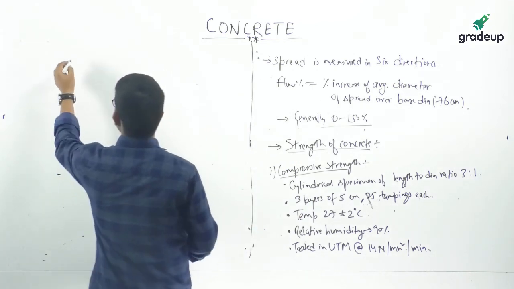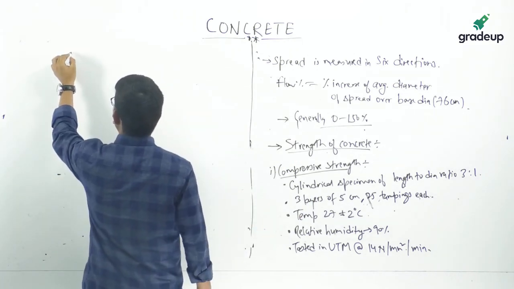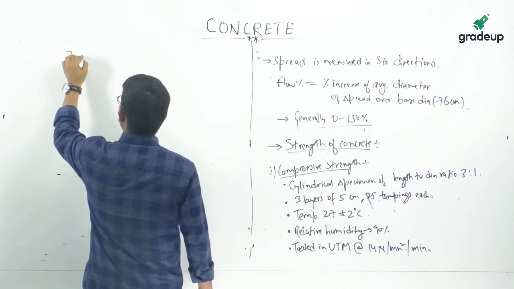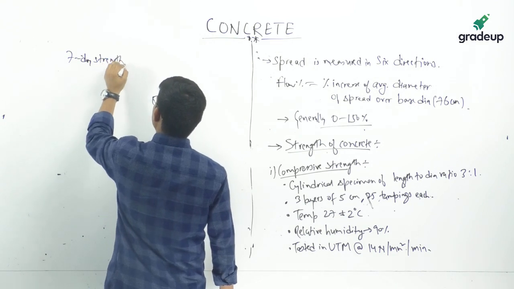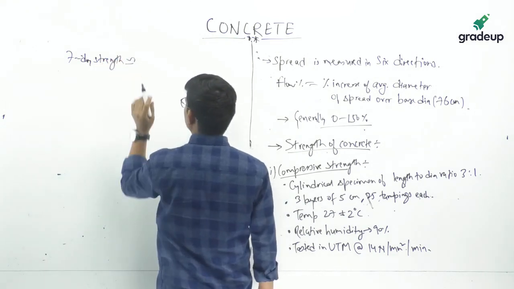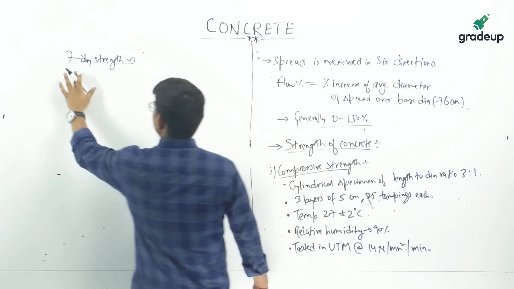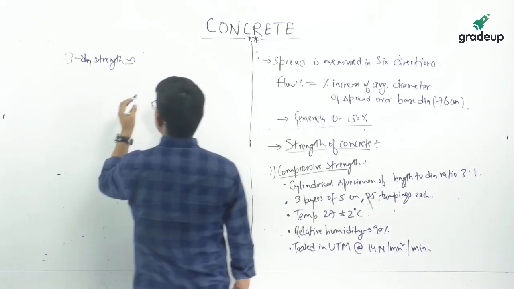So this is also one more thing, that the 7 days strength is approximately, 3 days first, 3 days strength.